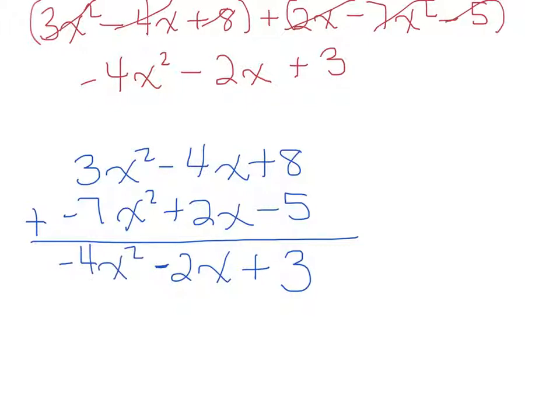So you see that no matter which way we do this, we get the same answer both times. We get a negative 4x squared minus 2x plus 3. It's just depending on how your brain works. One method may work for you better than the other one.